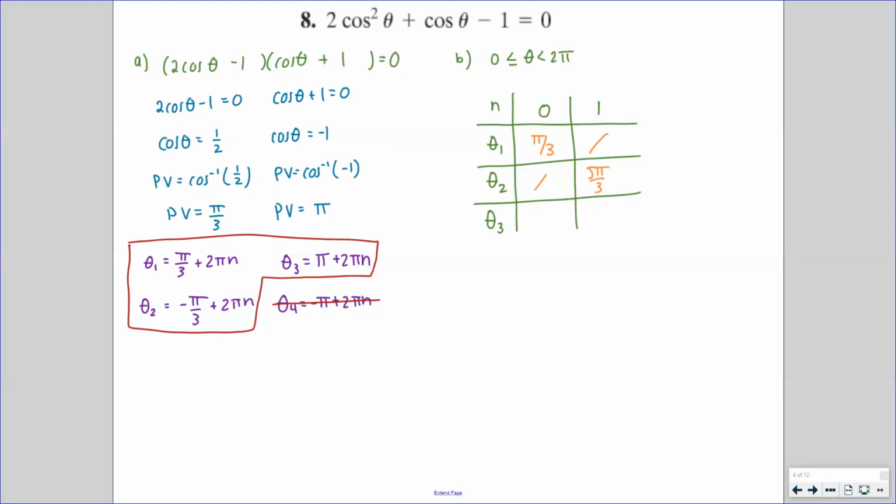Just do a mental check, you guys. Check for 2. Right, when n is 2, we get 4 pi plus negative pi/3. That's greater than 2 pi, so we don't have to worry about that. And then the last equation, when n is 0, we get pi, and when n is 1, we get something greater than 2 pi. So the final set of solutions, smallest to greatest, we've got pi/3, pi, and then 5 pi/3.